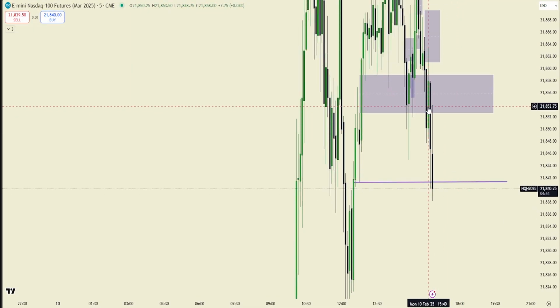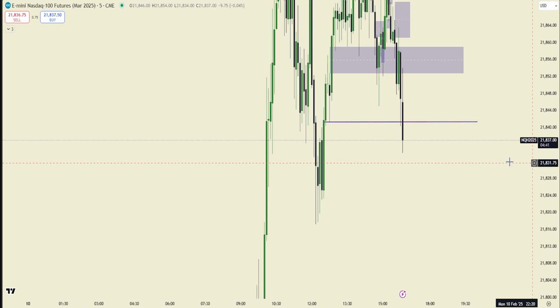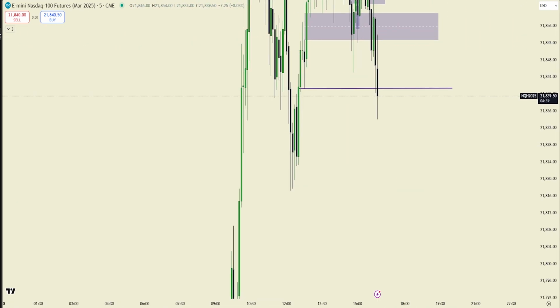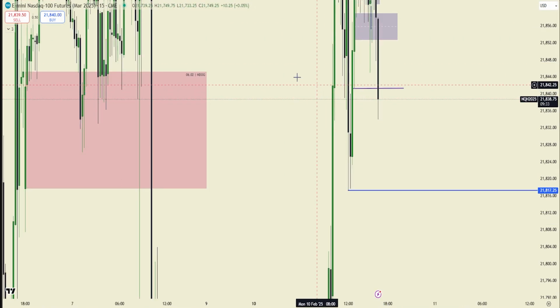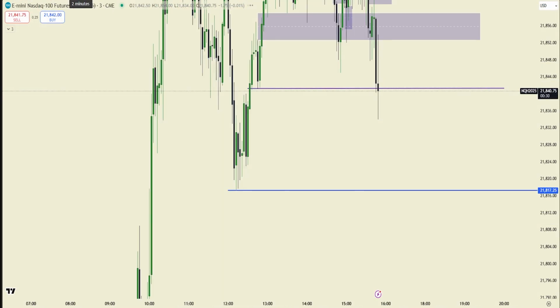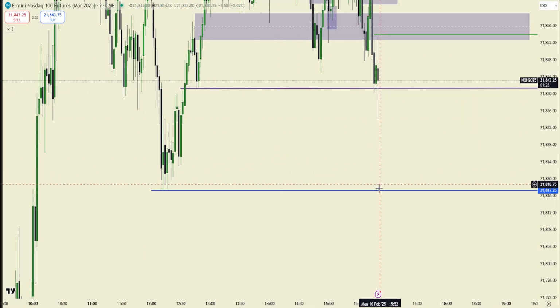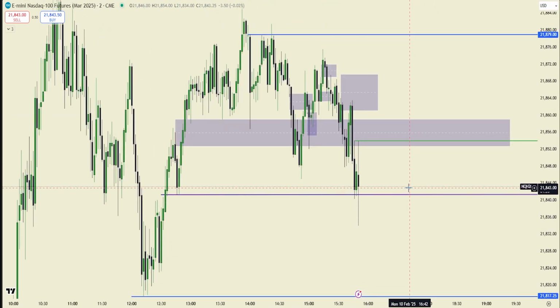So now that we've inversed this 5 minute, I'm guessing we're just going to see further downside now to this low, maybe down here, if we break this 15 minute, which doesn't look like we did. But I'm guessing if we just see more downside here, we're probably going to see this low get hit.